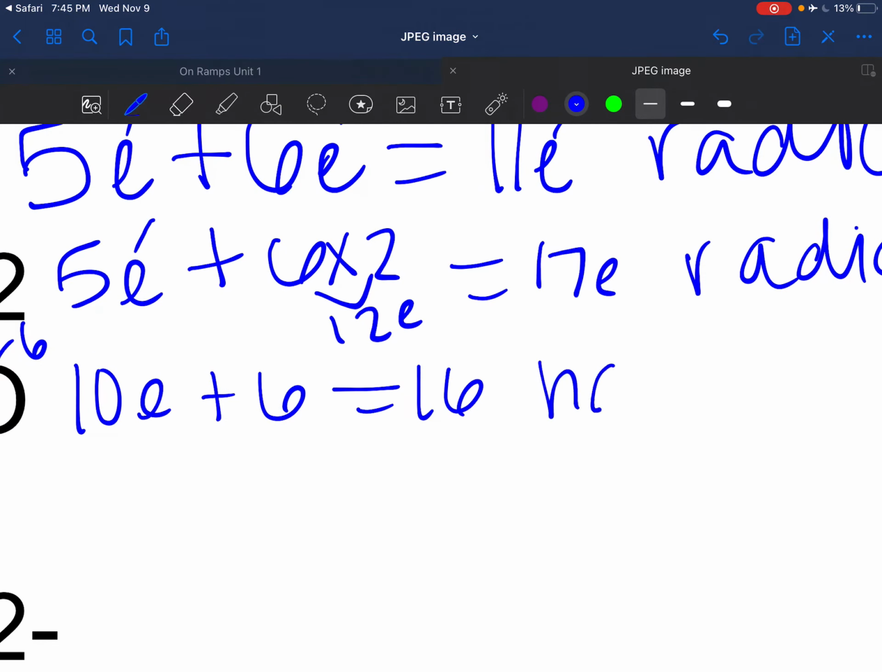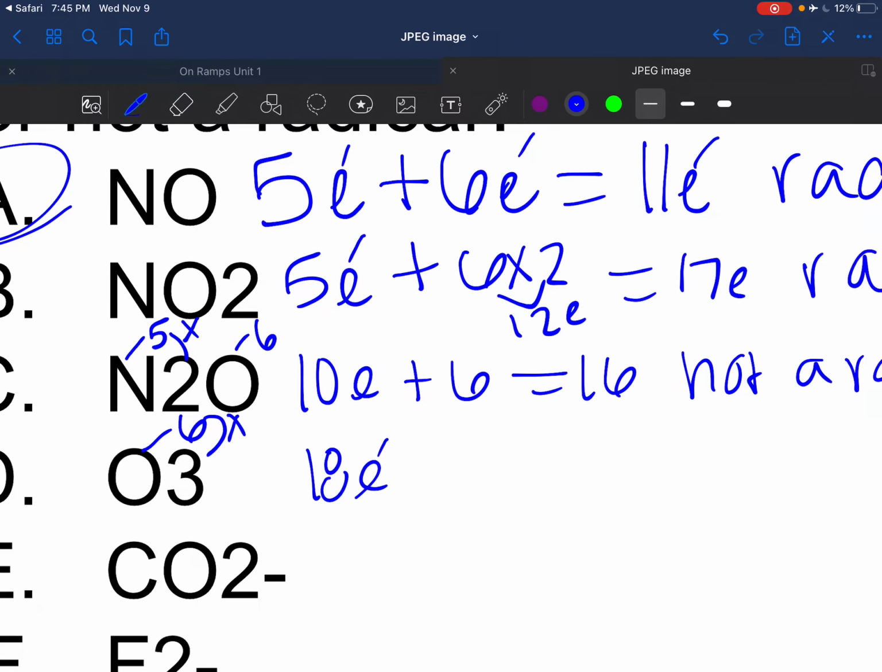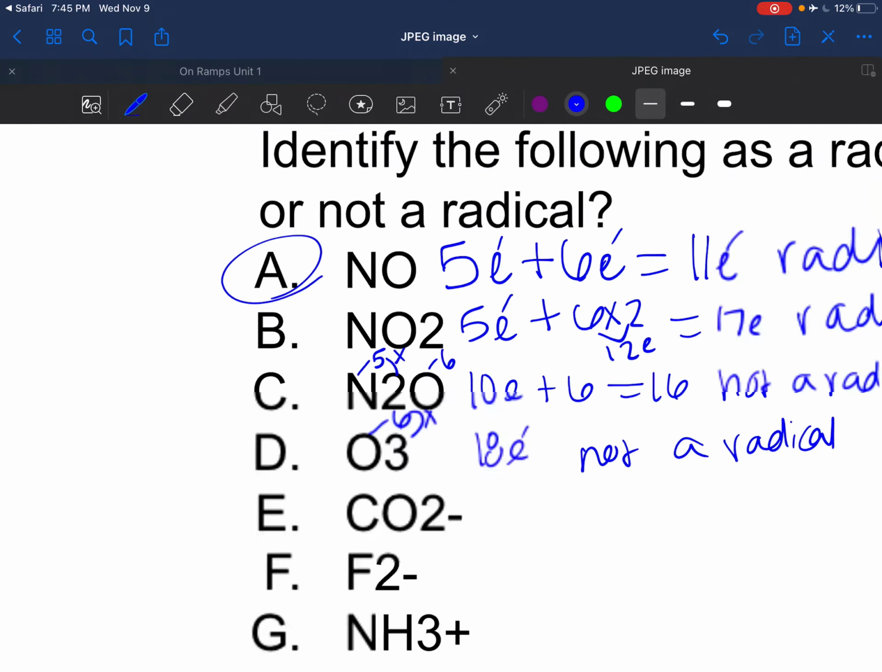Let me just put the word not. Not a radical. Okay. O3. The O is 6 times 3. That's going to be 18 electrons. Not a radical. Remember, we're just looking for odd numbers.